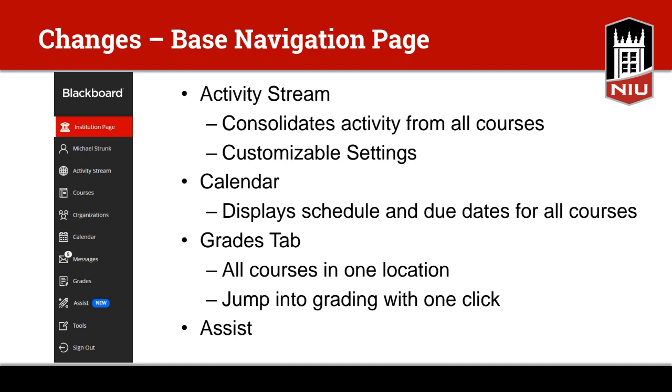But on the base navigation page, you have these tabs on the side. The activity stream is something new. It consolidates activity from all your courses. That is customizable by the end user. So just because items will get posted to the activity stream, a student can turn that off, and it can be overwhelming, because if you're taking several classes and things are changing, that can be a lot of information. So sometimes students do turn it off. Just be aware of that.